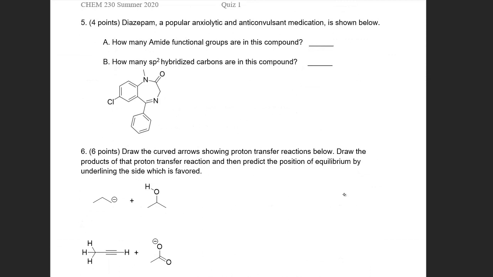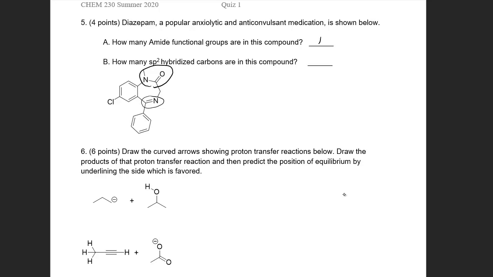All right, how many amide functional groups are on this compound? So we have one of those. Our nitrogen bonded to our carbonyl carbon is our amide functional group. We have an imine functional group here, but that's not the same thing. So that should be one.